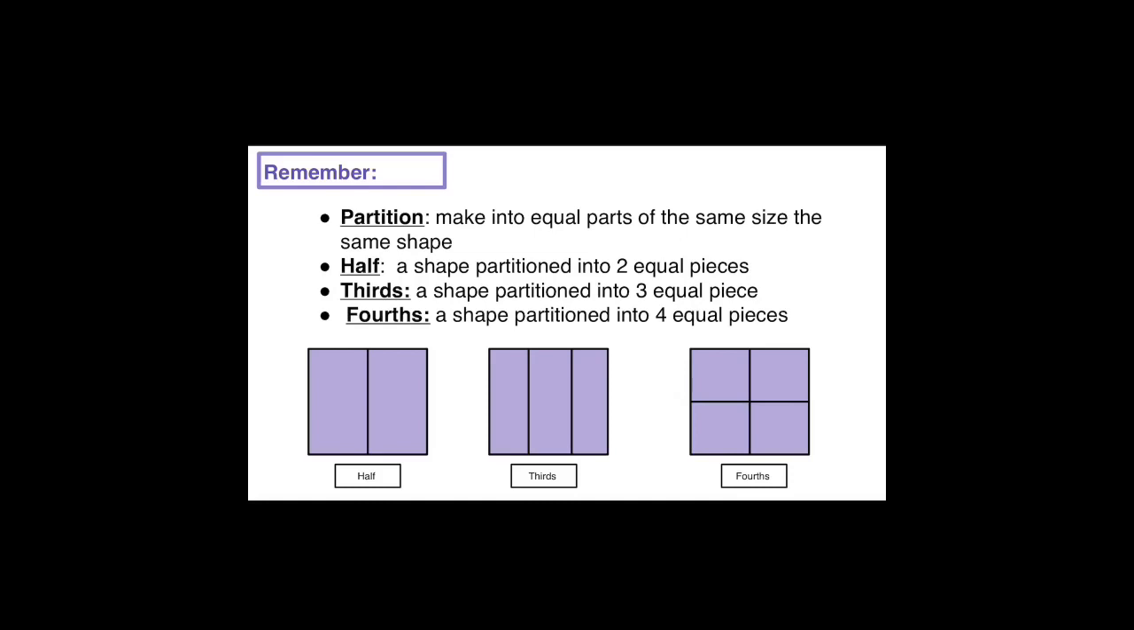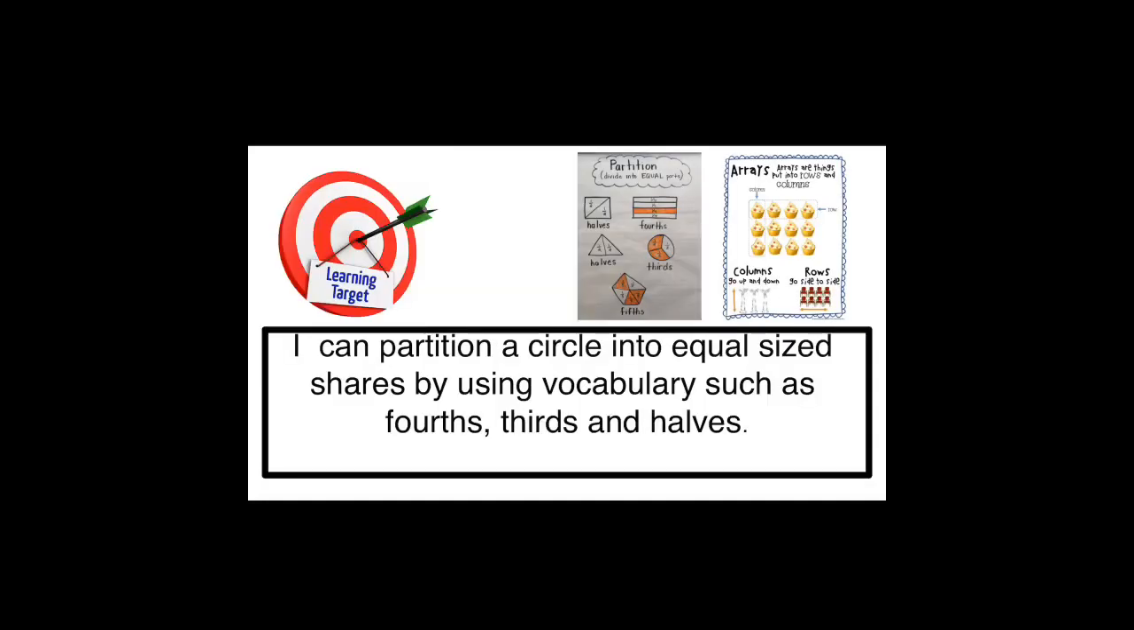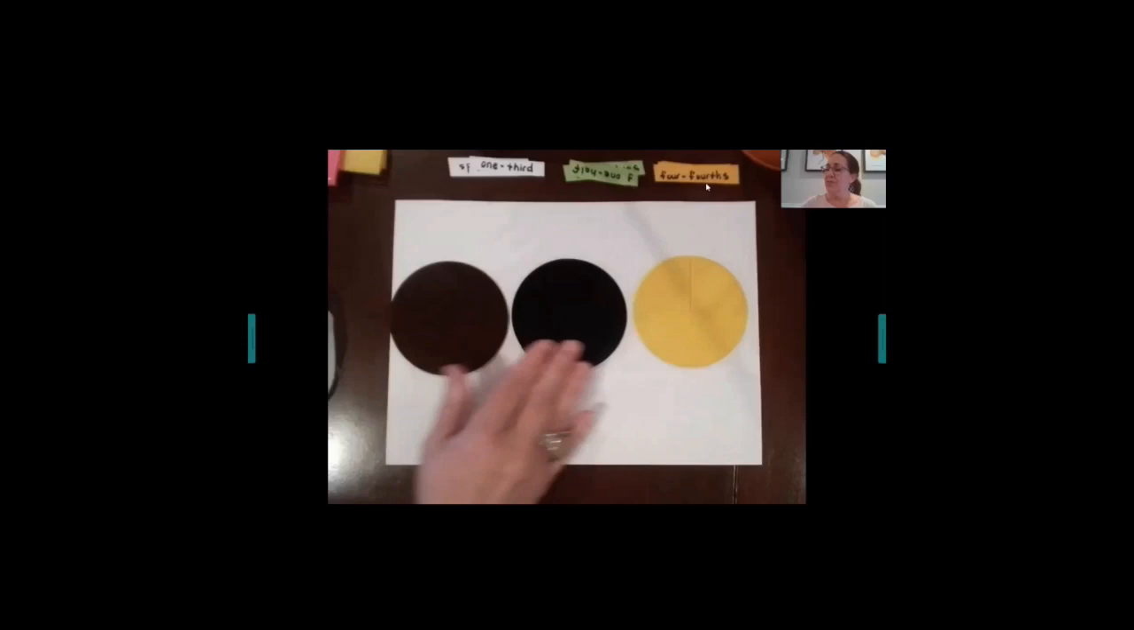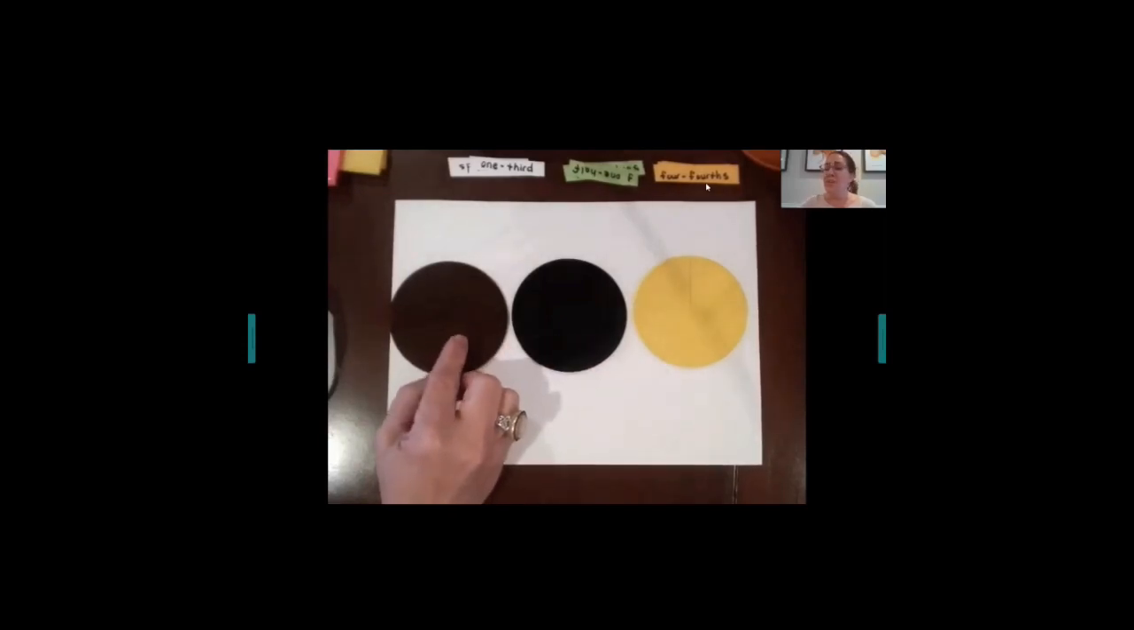Yesterday we talked about rectangles and squares. So your I can statement is: I can partition a circle into equal sized shares by using vocabulary such as fourths, thirds, and halves. So I have three fraction circles. These are called fraction circles. They're three circles that are exactly the same size. So the wholes, we would say the wholes are exactly the same size.